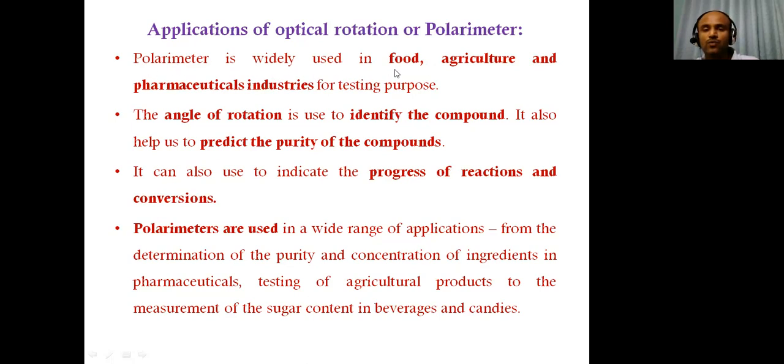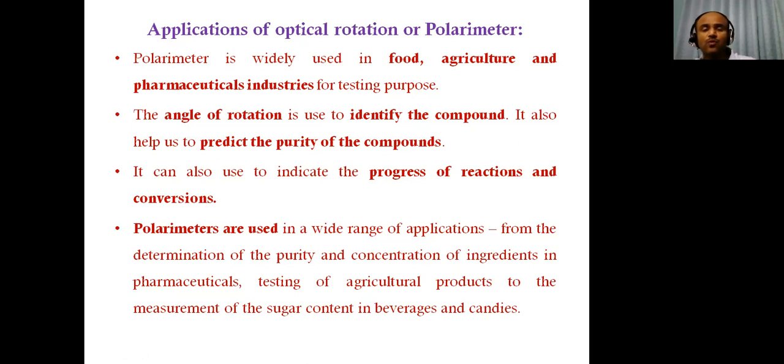Polarimeter is widely used in food, agriculture, and pharmaceutical industries for testing purposes. The purity of substances in these industries can be measured: if your sample is optically active, then with the help of a polarimeter, we can make some prediction about the purity of that sample. The angle of rotation is used to identify the compound because it is a characteristic physical property.